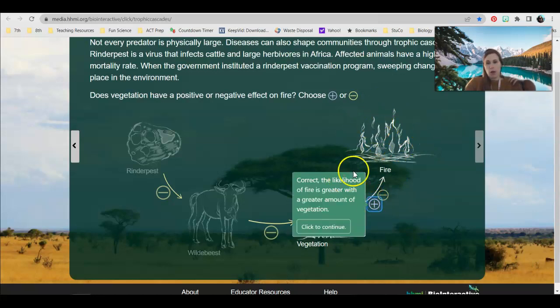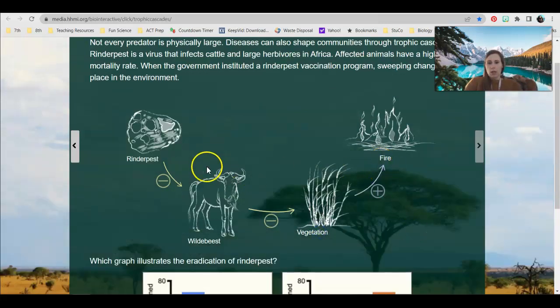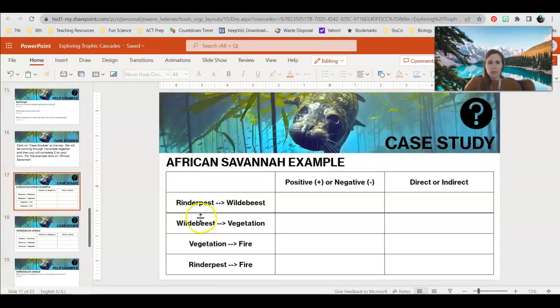We're going to have more fire if we have more vegetation. So correct, the likelihood of fire is greater with a greater amount of vegetation. So I've gone through and highlighted and said, all right, this has a negative effect, positive effect. Okay, so we would look at this and say, all right, is this positive or negative?